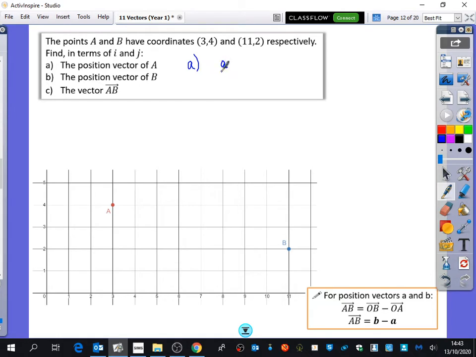So for part A, the position vector A, also known as how you go from the origin to the A coordinate, is just going to be 3, 4, like this, which can also be written as 3i plus 4j. But I prefer the column vector. The reason I've done 3i plus 4j is because that's what it asked for. Okay, so write that down if you haven't written it down.